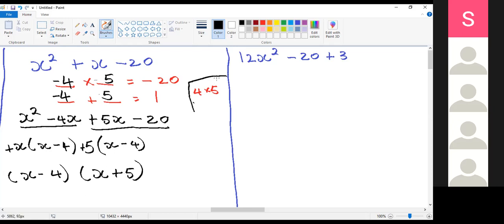The last one for tonight. So we need two numbers that when we multiply them, we get 3 times 12. 3 times 12 is what? 36. And then when we add them, we get negative 20. This is negative 20x. So what numbers did you use?